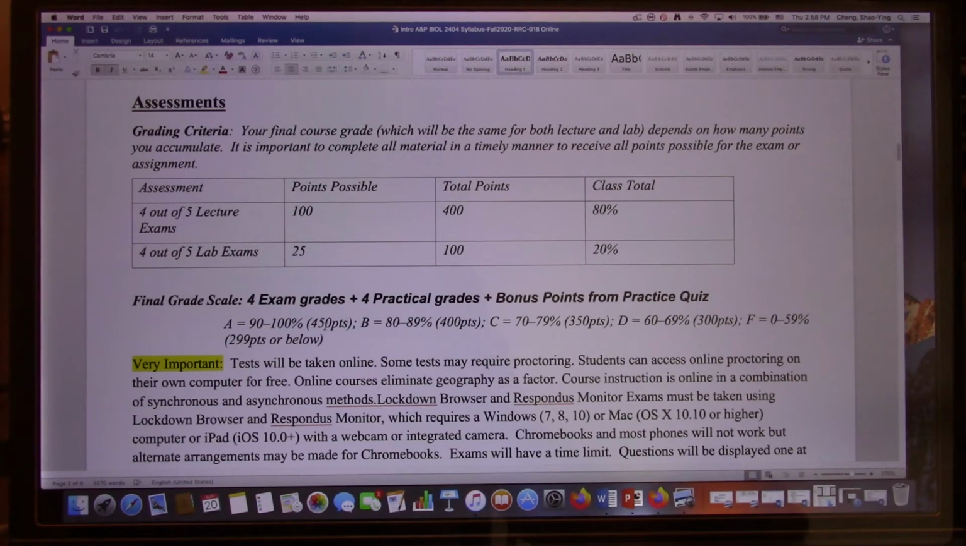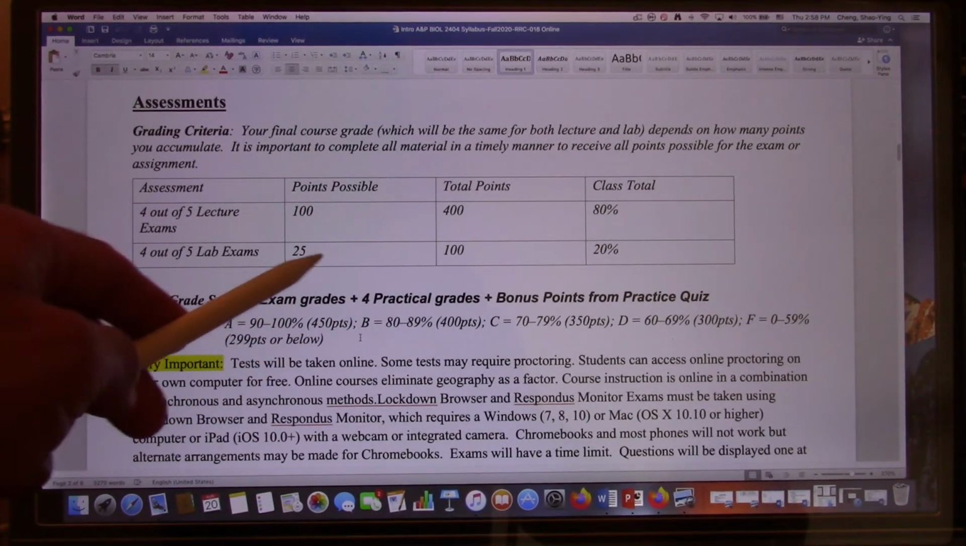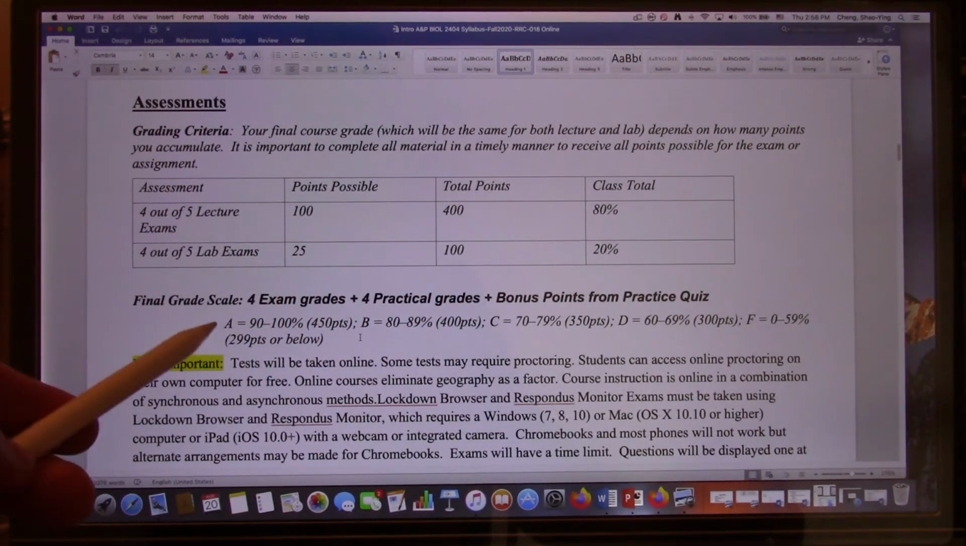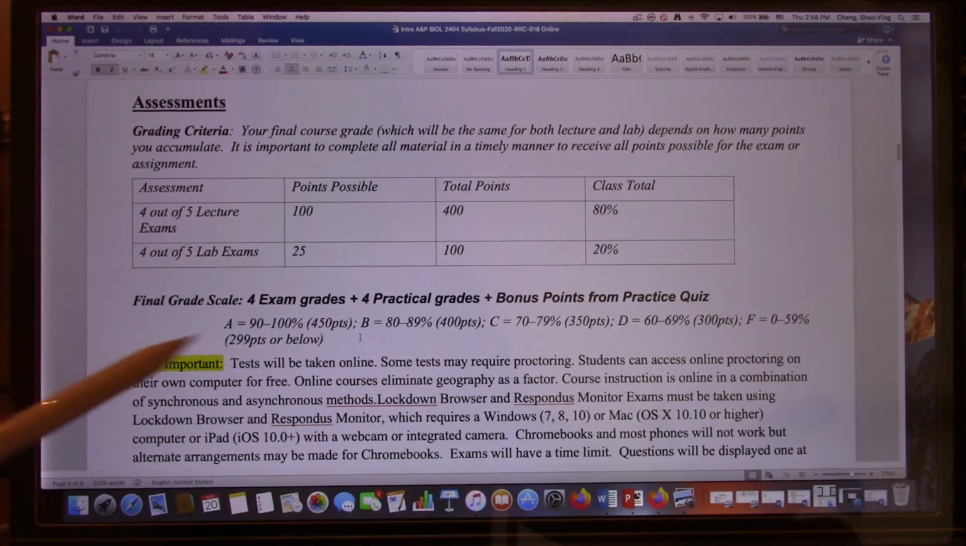So that's how I come up with the criteria. So at the end of the semester, if your top 4 grades plus the bonus give you 450, you get an A, and 400 you get a B. So that's the criteria.